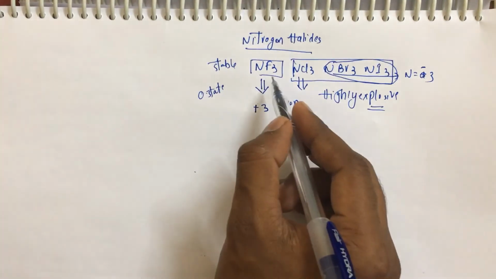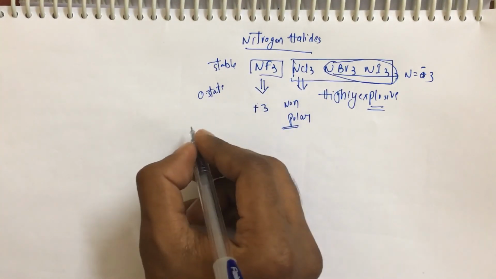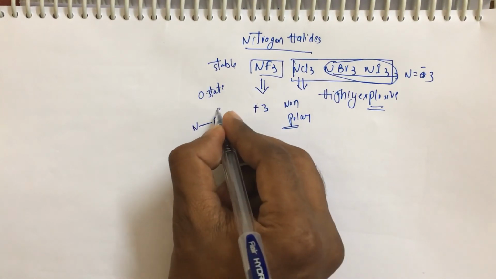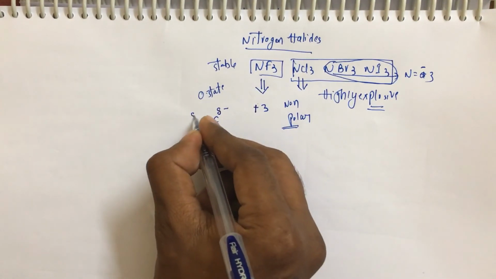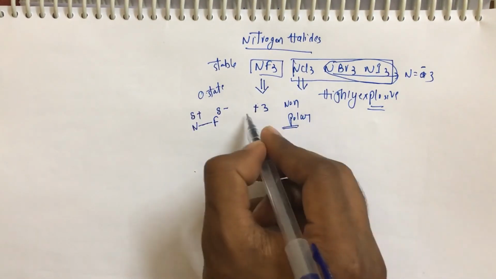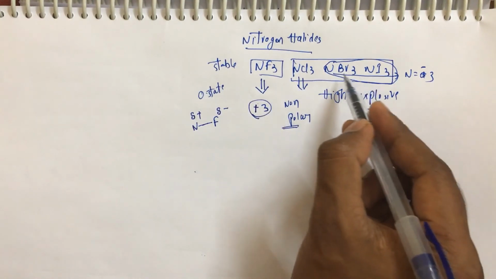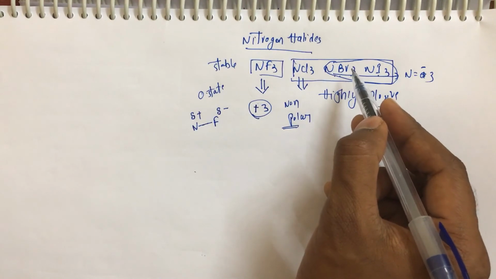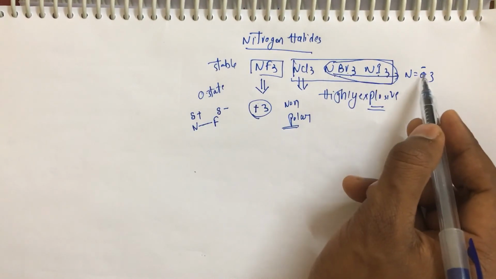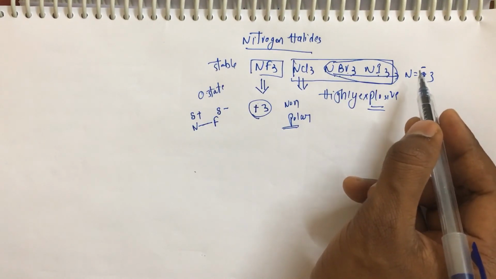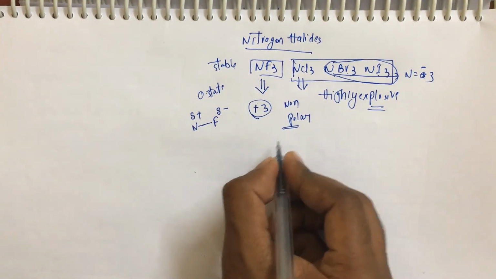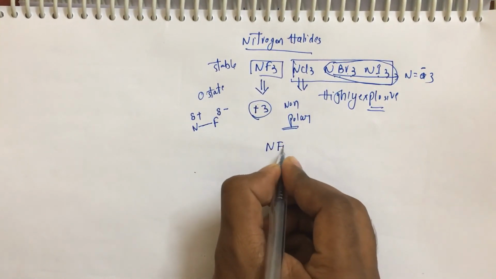In case of NF3 it shows a +3 oxidation state, because if you see the polarizability, it will have a partially negative charge and a partially positive charge. It shows +3 oxidation state. In case of NBr3 and NI3, nitrogen is more electronegative compared to bromine and iodine. Because of that it shows a -3 oxidation state. And then NF4 plus is also possible to exist.